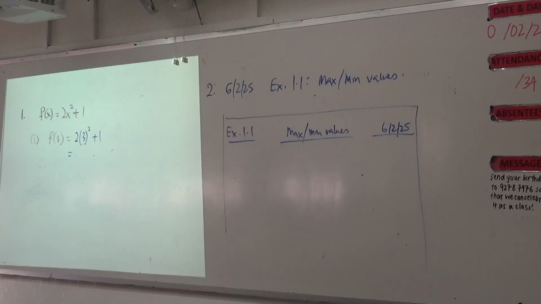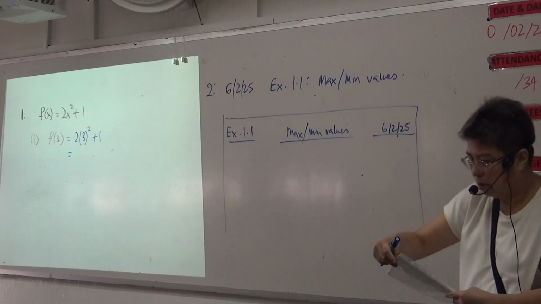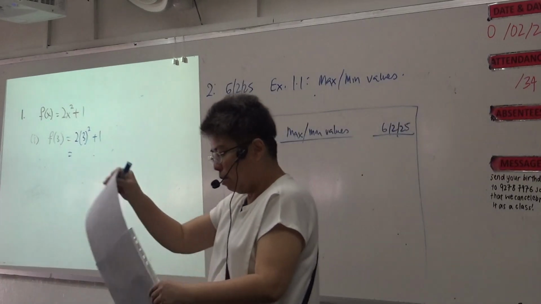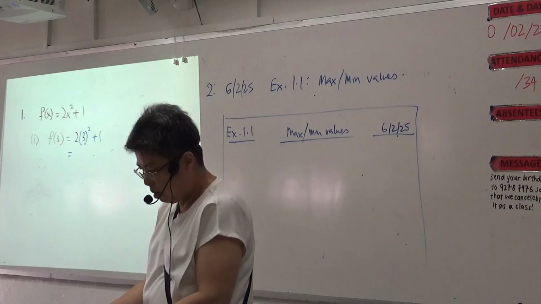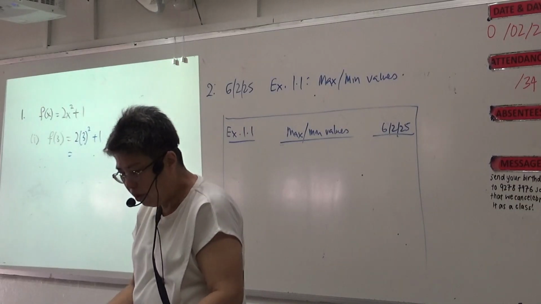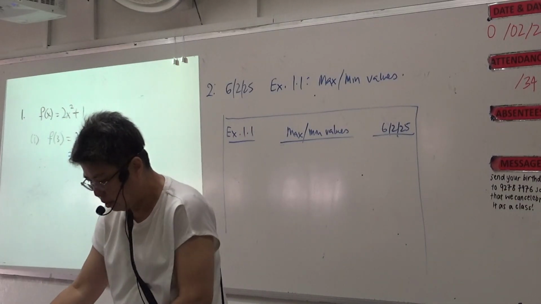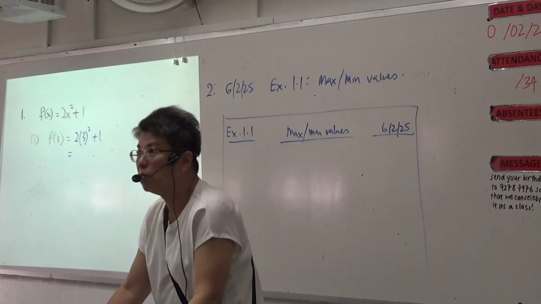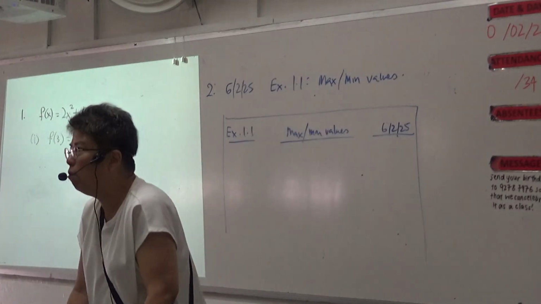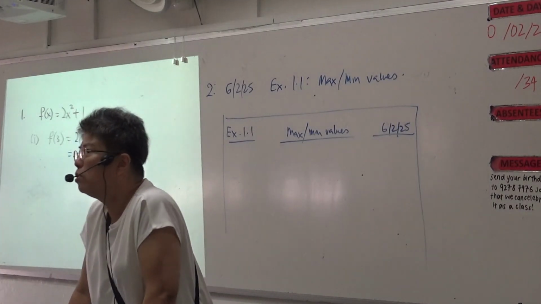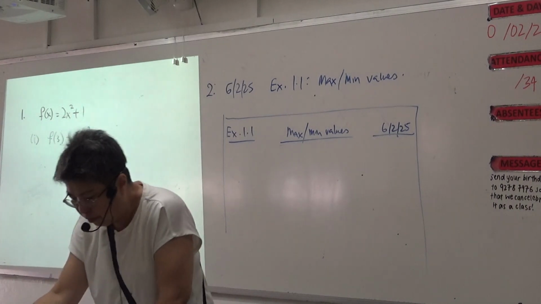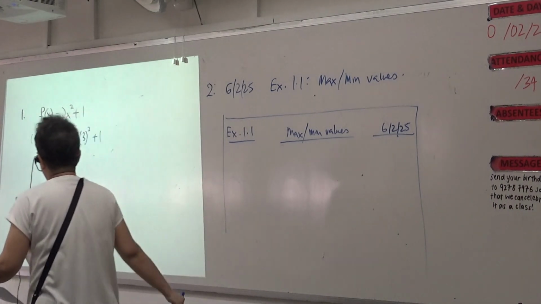Page 6, that's correct. Cannot say don't have answer one. You must at least show the substitution. Okay, if you can get this one wrong now, then there's nothing I can do to you. What's your answer? 19. Very good. Let's take a look at part 2.